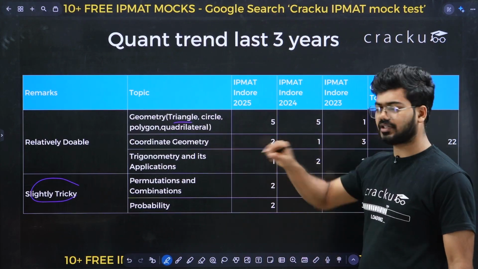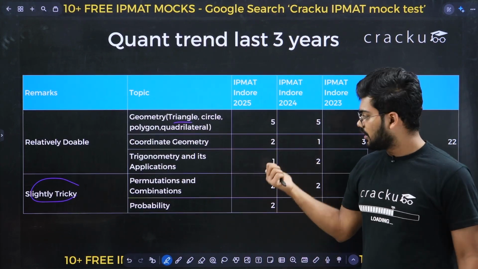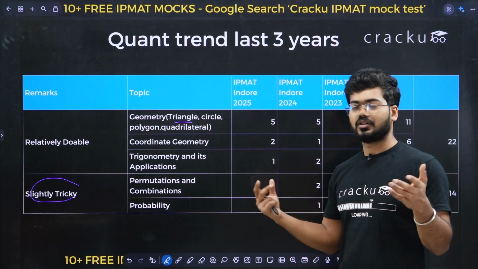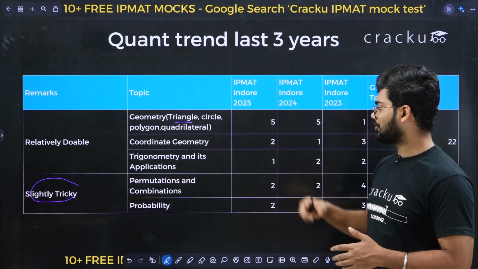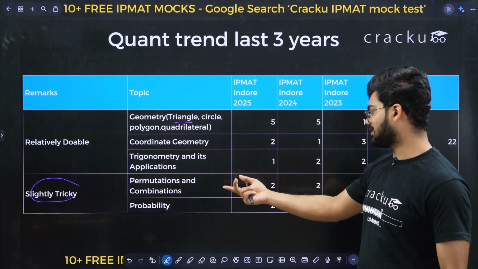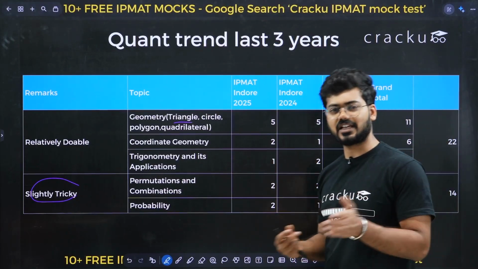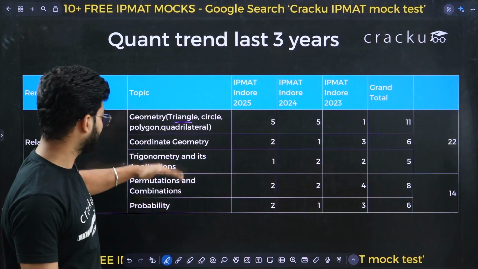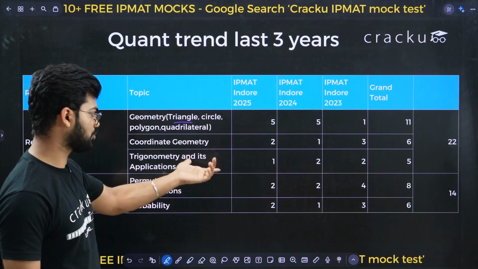And coordinate geometry, when they give you specific points. In coordinate geometry you should know how to get the area of a triangle when coordinates are given, right? Those kinds of properties and formulas you should know. Then trigonometry and its application, like sin square theta plus cos square theta equals 1. This is a very basic thing, but if you know these kinds of properties and practice, you can do it.